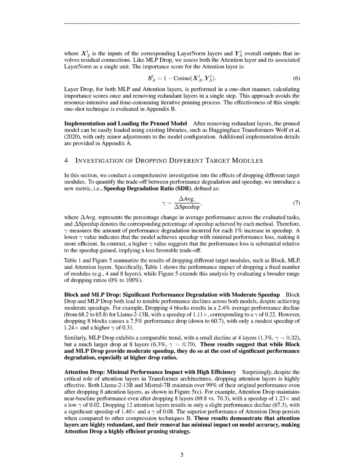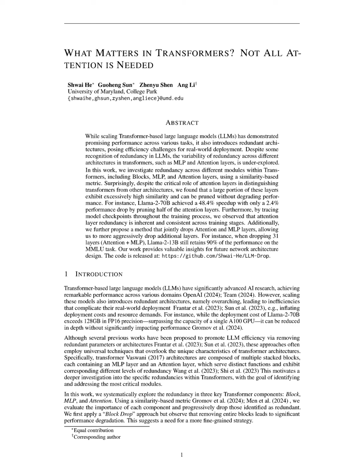For instance, the study reveals that dropping up to 50% of the attention layers in models like Llama 2-70B results in minimal performance degradation, only 2.4%, while achieving substantial speedup up to 48.4%. This redundancy leads to unnecessary computational and memory costs, especially in the context of the KV cache, which is exacerbated by the autoregressive nature of attention.